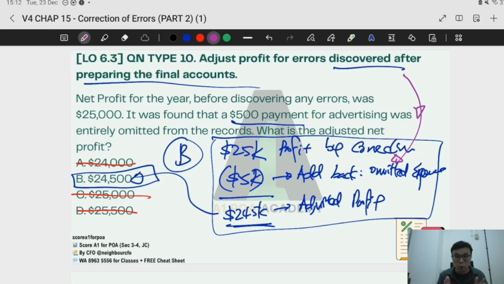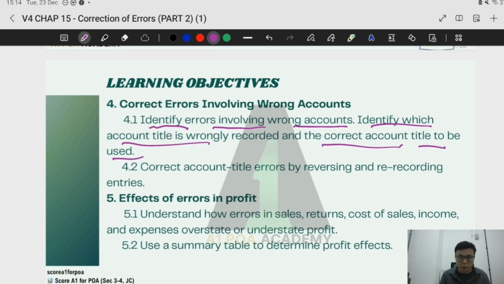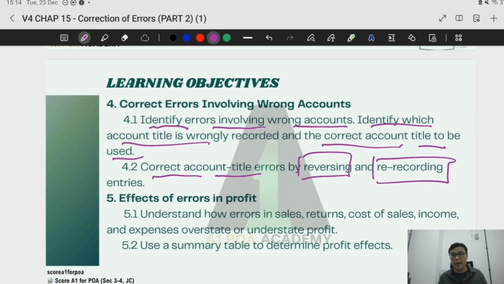Let us now do an overall quick recap as far as part 2 corrections of error is concerned. In part 2, firstly, we learn how to identify errors involving the wrong account, and thereafter having the ability to identify which accounts is wrongly recorded, and more importantly, the correct accounts title to be used. We also dive into correcting the accounts title error by having the knowledge to be able to reverse and to re-record the entry.